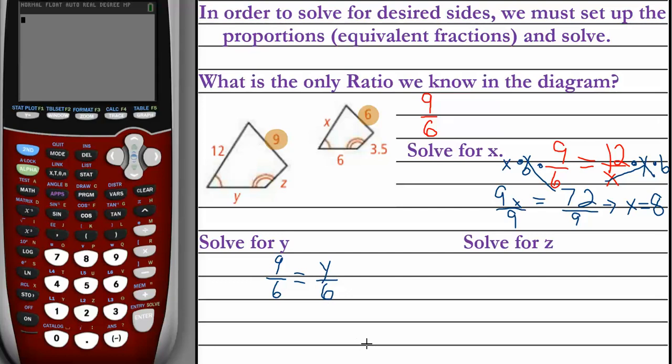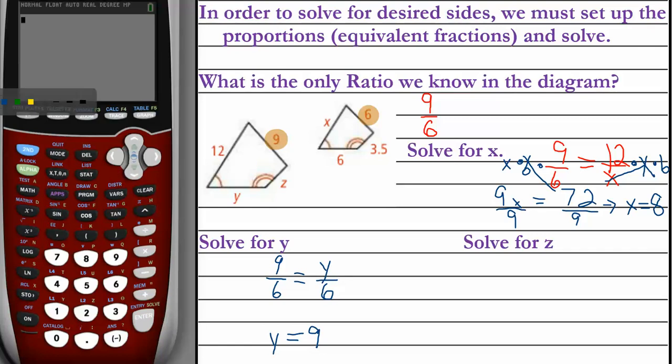Now right here, let's pause and let's stop. Yeah, you could go through the process, you could multiply by both denominators, but realistically, let's just be smart about this. Both denominators are 6, therefore both numerators have to be the same thing. As a result, y equals 9. Don't do too much. Just go with the easy if it's given to you.